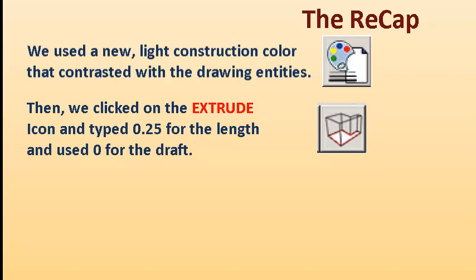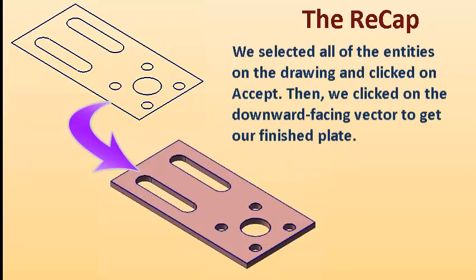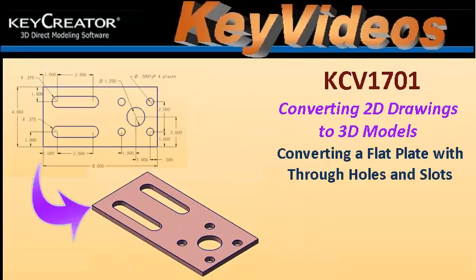Then we clicked on the extrude icon and typed 0.25 for the length and used 0 for the draft. We selected all the entities on the drawing and clicked on Accept, and then we clicked on the downward facing vector to get our finished plate.